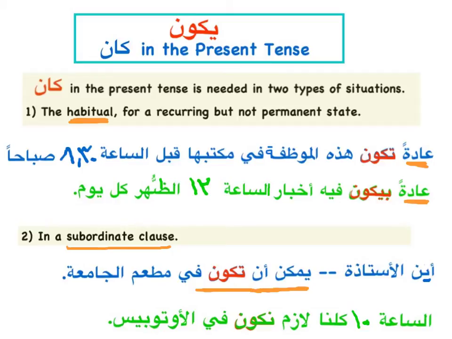We have الساعة 10 كلنا لازم نكون, we have to be, we must be in the autobus. At 10 we all should be in the bus. لازم نكون, لازم is the main focus of the sentence. لازم, must, so نكون here is subordinate.